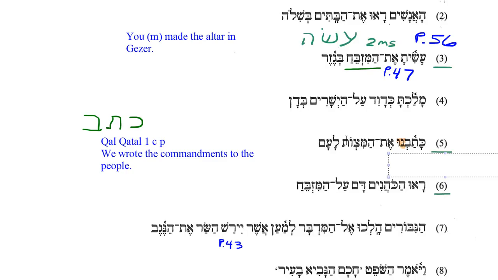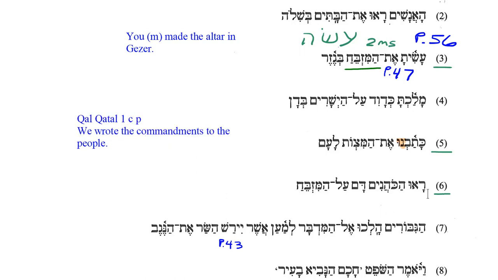All right, so coming back over here, we have hamitzvot. That's what we see in this particular sentence. Katavnu, we wrote et hamitzvot, the commandments, la'am, to the people. All right, let's look at the next one here. We have Ra'u HaKohanim Dam al HaMizbeach. Ra'u HaKohanim Dam al HaMizbeach.